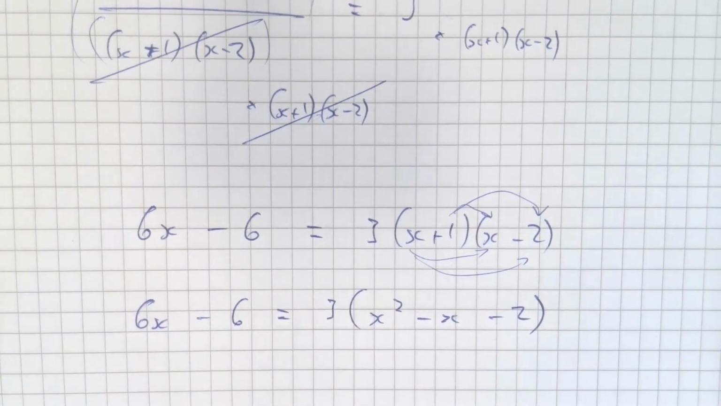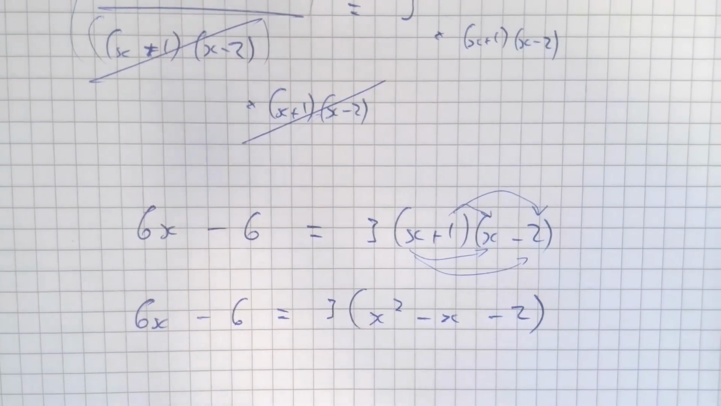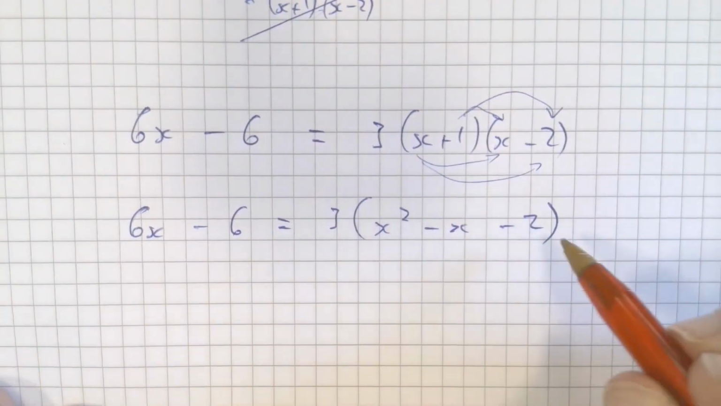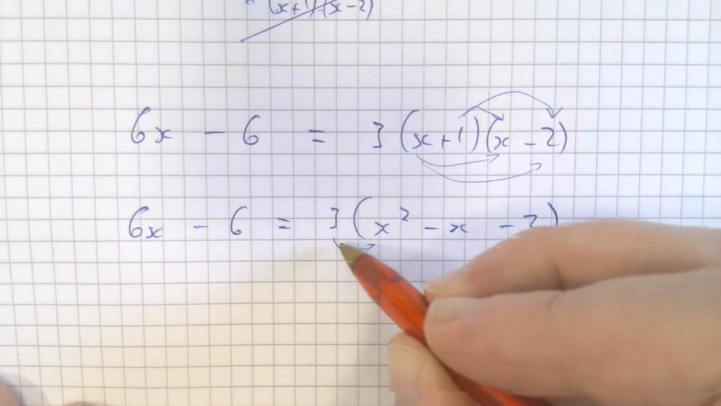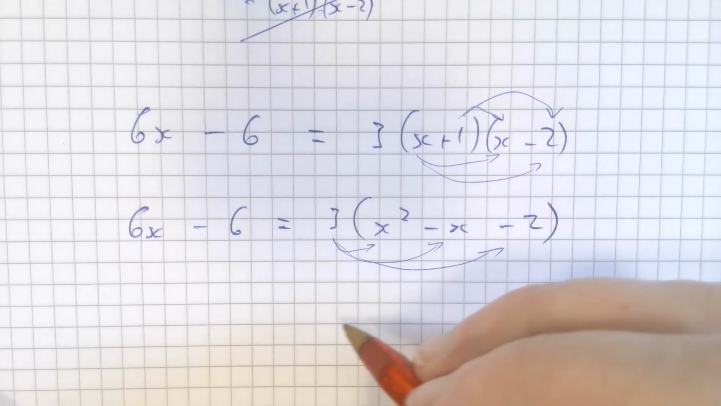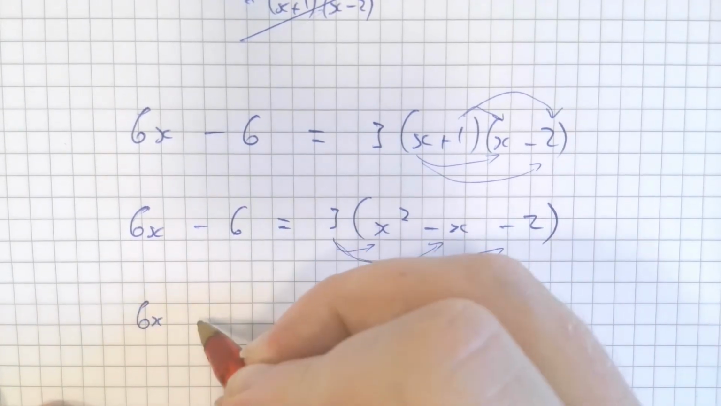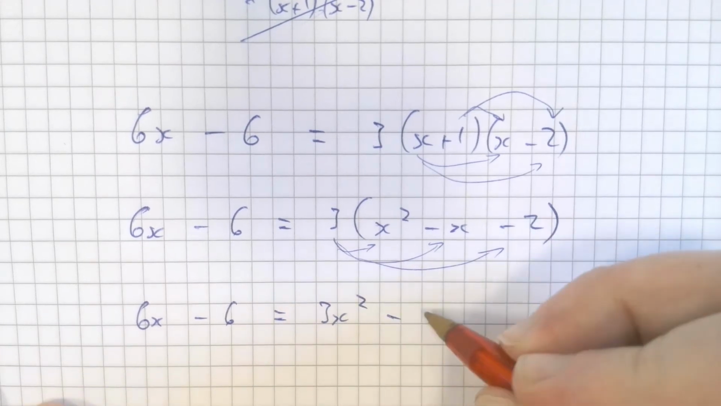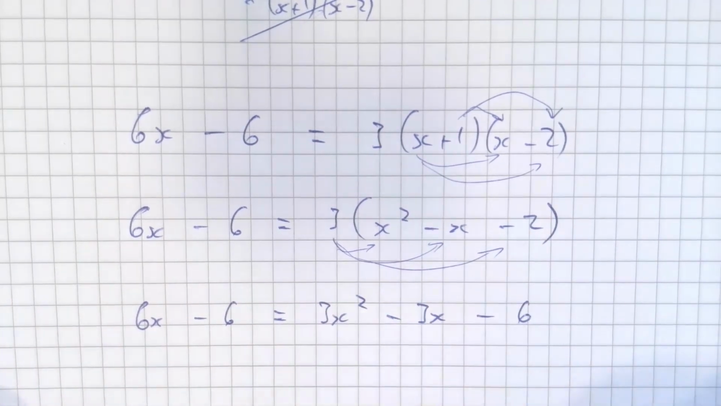If you know how to do FOIL expansion, that's no problem. If you're not sure, I'll double back and take a look at FOIL expansion. That's okay. We've got the time. The next stage is to expand this single bracket out with that 3. Each of those terms inside the bracket gets multiplied by 3, so we end up with 6x minus 6 equals 3x squared minus 3x minus 6.